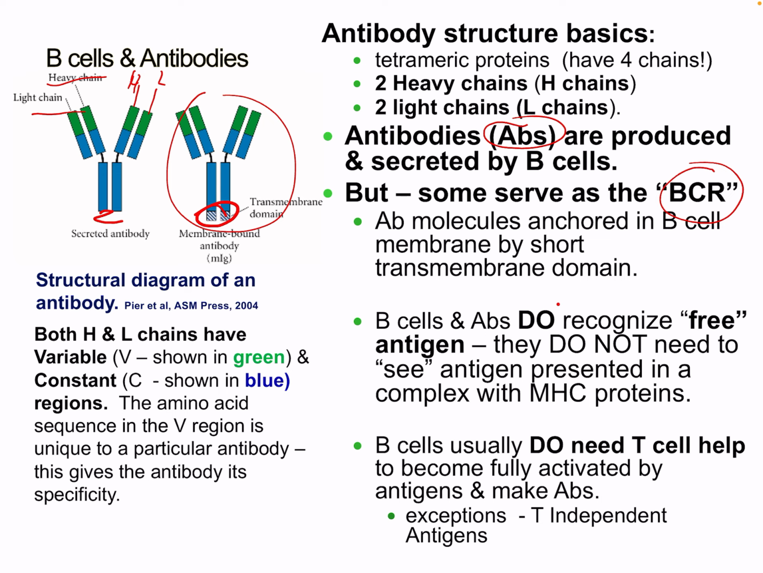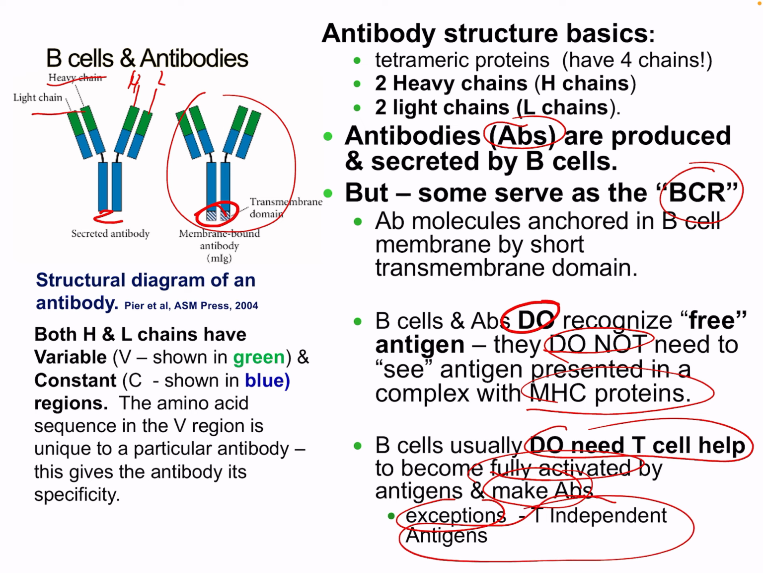B cells and antibodies do recognize free antigen, but they do not need to see antigen presented by MHC proteins, unlike T cells. As we discussed, T cells need antigen presented through MHC to CD8 or CD4 positive T cells, whereas B cells can just see it freely. But B cells do need T cell help to become fully activated by antigens and make antibodies. This allows them to proliferate and class switch and other things, which we'll get to. The exceptions are T-independent antigens, which can stimulate B cells without T cell help.